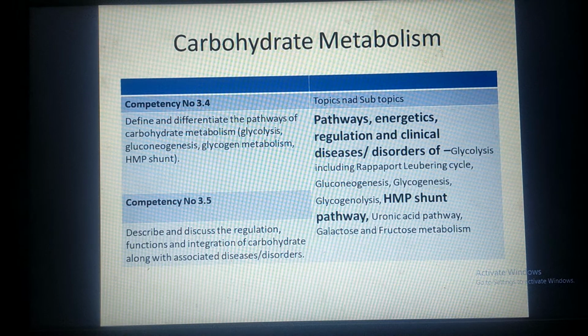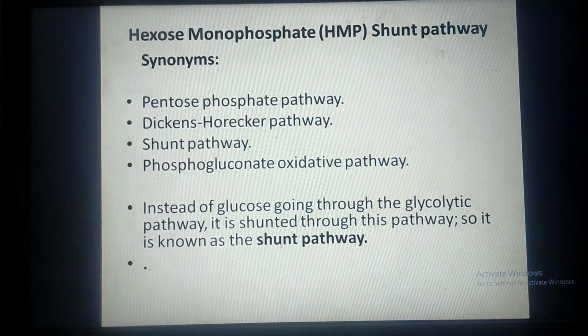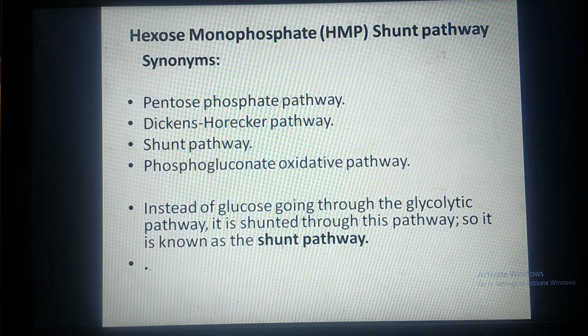Good morning students. We will continue the carbohydrate metabolism and today's topic is HMP Shunt Pathway. The long form of HMP Shunt Pathway is hexose monophosphate shunt pathway.